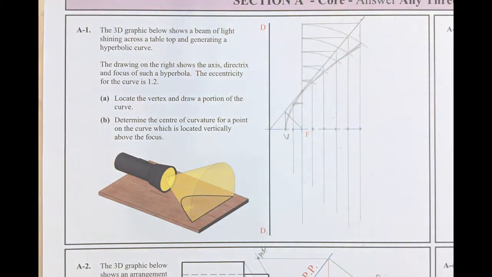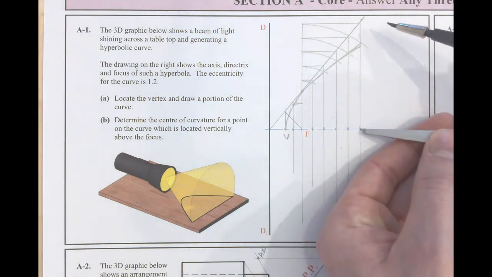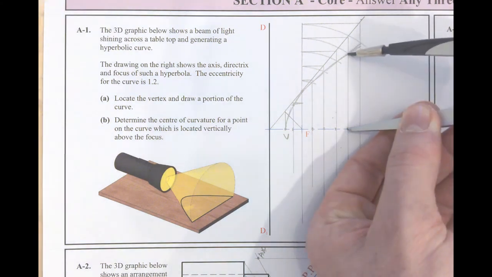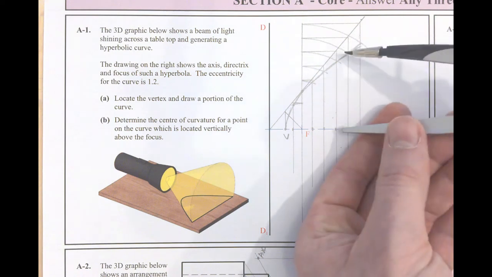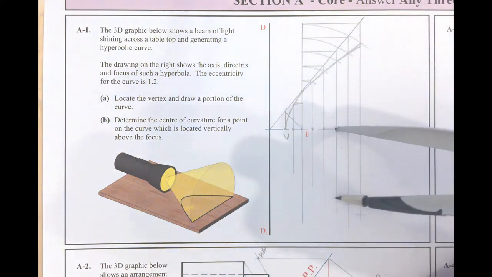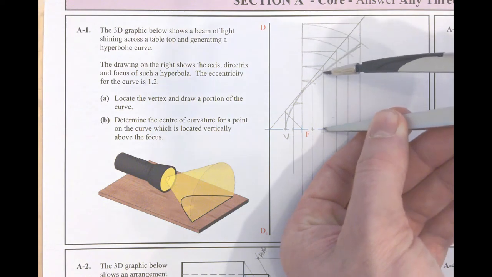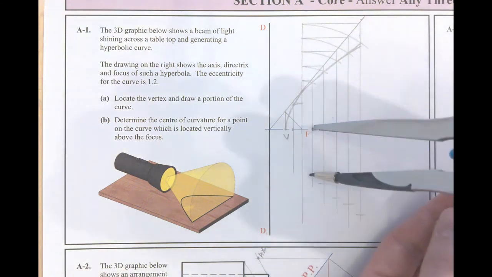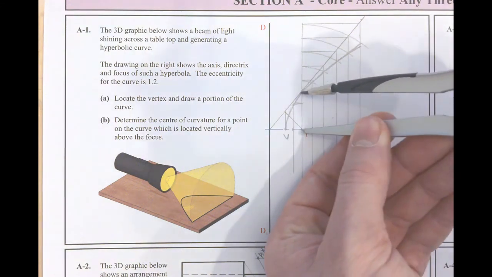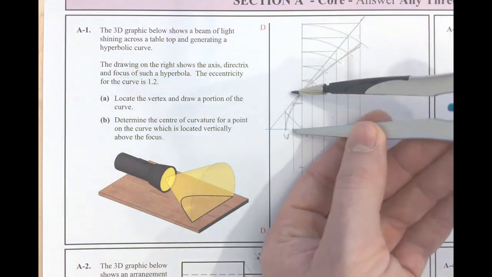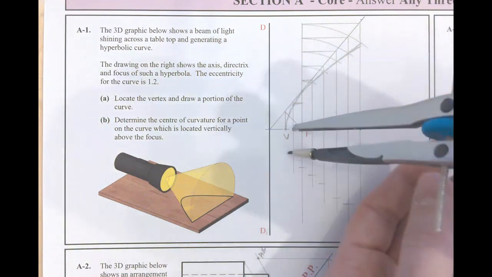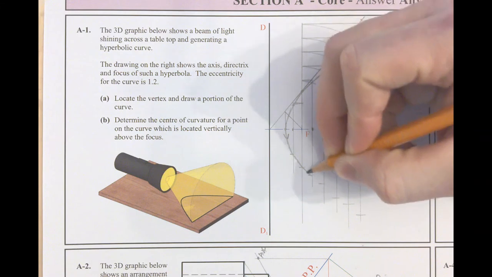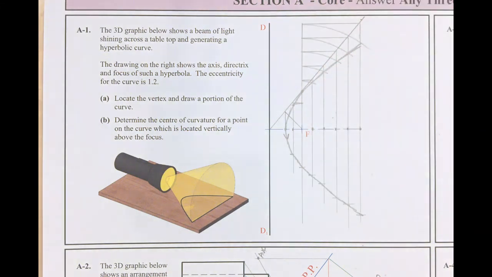Okay, so that's my hyperbola. I can then mirror the points down to the bottom and draw it in down here as well. Okay, that's part A of the question finished.